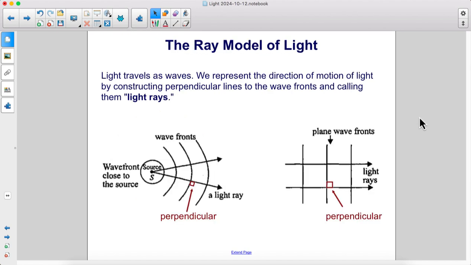Light travels as waves. We represent the direction of motion of light by constructing perpendicular lines to the wavefronts and calling them light rays. So if these are the wavefronts, then the light rays travel perpendicularly through them. This is called a plane wave front. So the waves are parallel to each other like this, and the light rays are, once again, perpendicular.